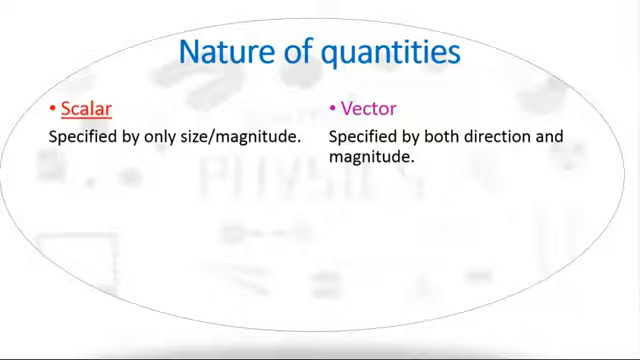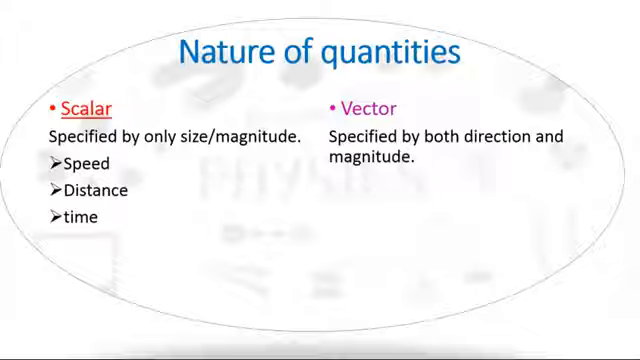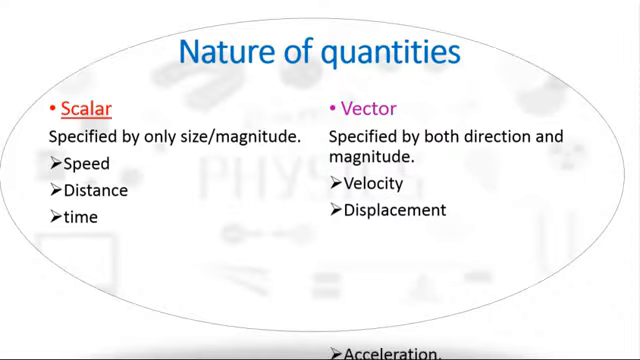Now for linear motion, which quantities are scalar quantities? We have speed, we have distance, we have time. These ones you don't need to talk about their direction. You just need to talk about how much is the speed. That the speed is this. What is the distance? The distance is this. What is time? Time is this. Whereas under vector quantities, we have velocity, displacement, acceleration. So these are the quantities.